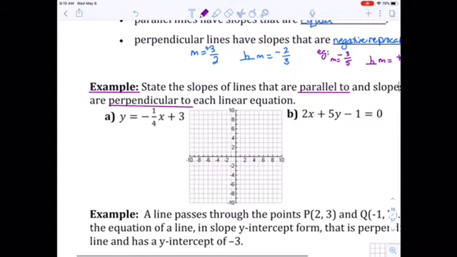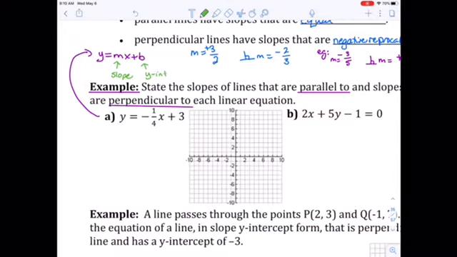Remember, we've already done this with Mr. Wickens. He explained and taught you the slope y-intercept form, y equals mx plus b, where the coefficient of x is our slope, and the b value is our y-intercept.